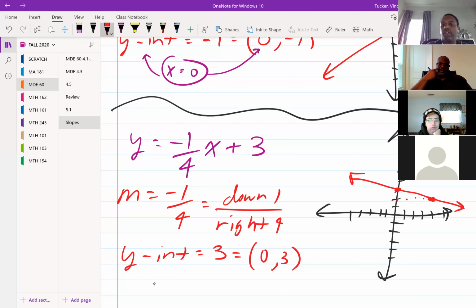Negative 1. Say that again now. Go down negative 1. Well, you go down 1. That negative 1 tells you to go down, and then the positive 4 on the bottom tells us to go right 4.